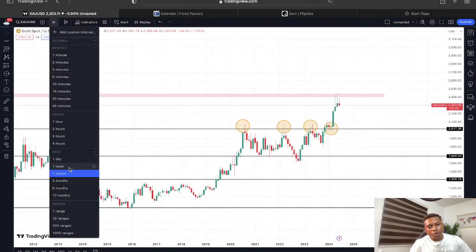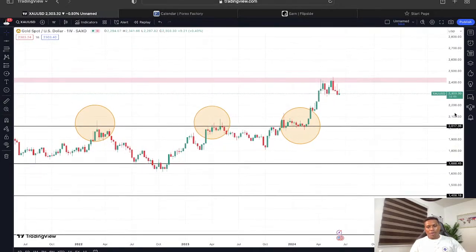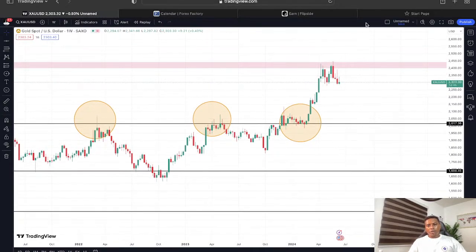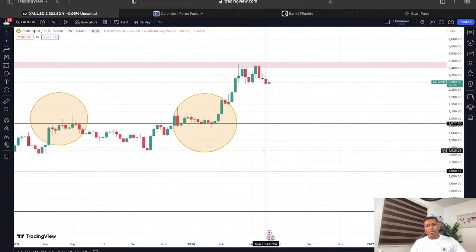So now, when we go down to the weekly time frame, here we can see that gold has created what we call a double top. As you can see, this is a double top.